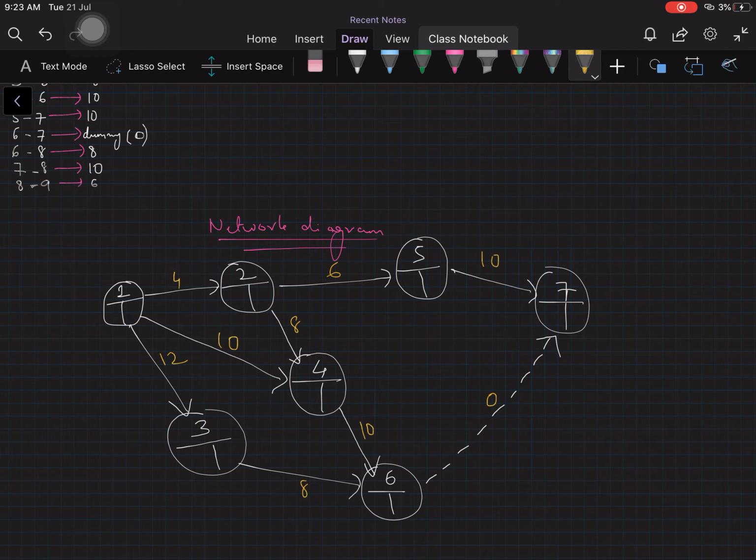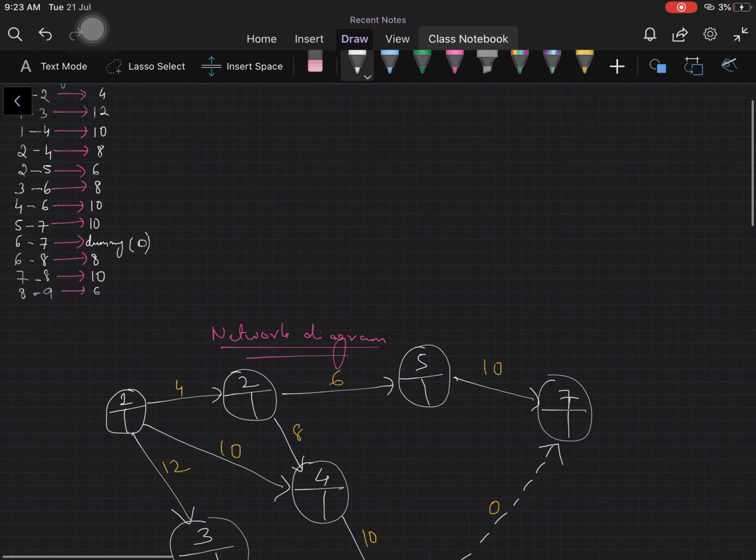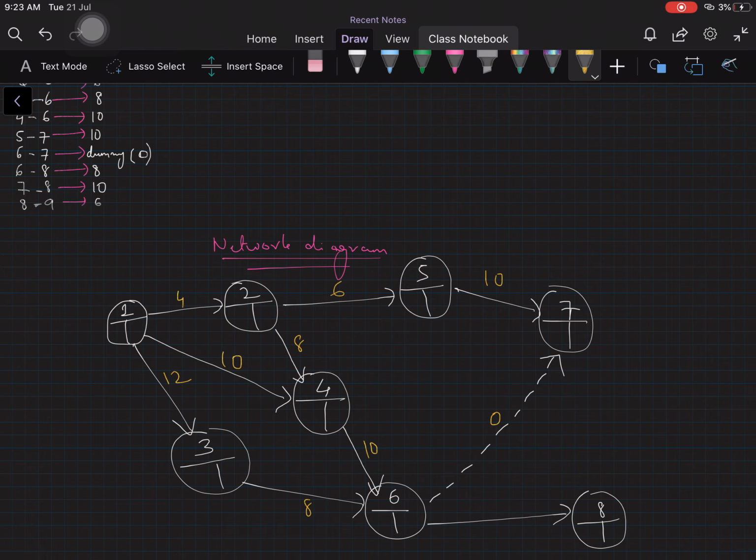Then we have 6 to 8. So 6 to 8, I'll write here 6 to 8. Okay, now 6 to 8, what is the duration? 8 hours. So let me write 8 along this arrow. And then finally we have 7 to 8. So 7 and 8 are already there, we just need to connect them in proper direction. Now 7 to 8 we have connected, and what is the duration? As per the data, it is 10 hours.